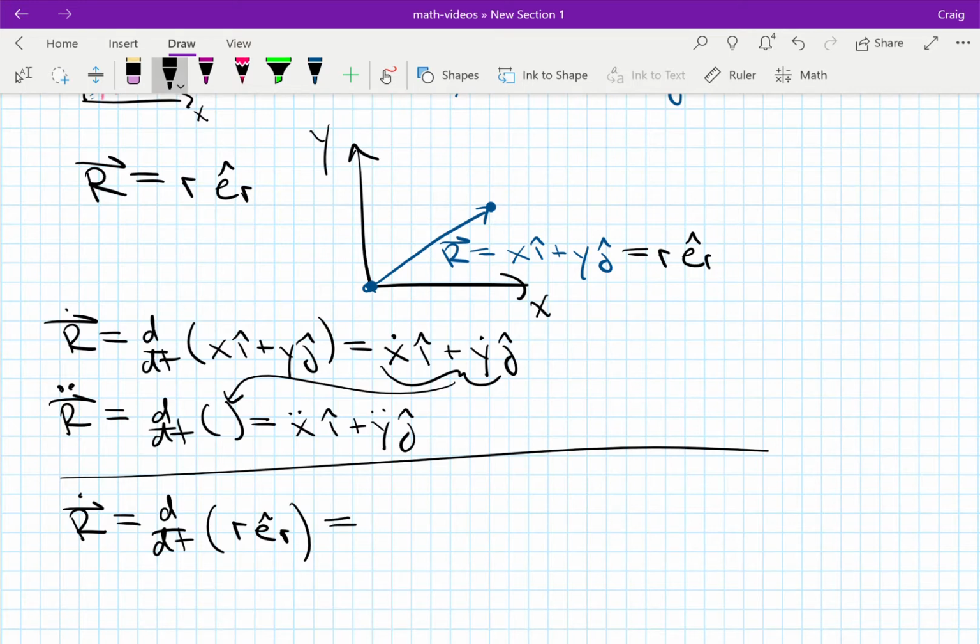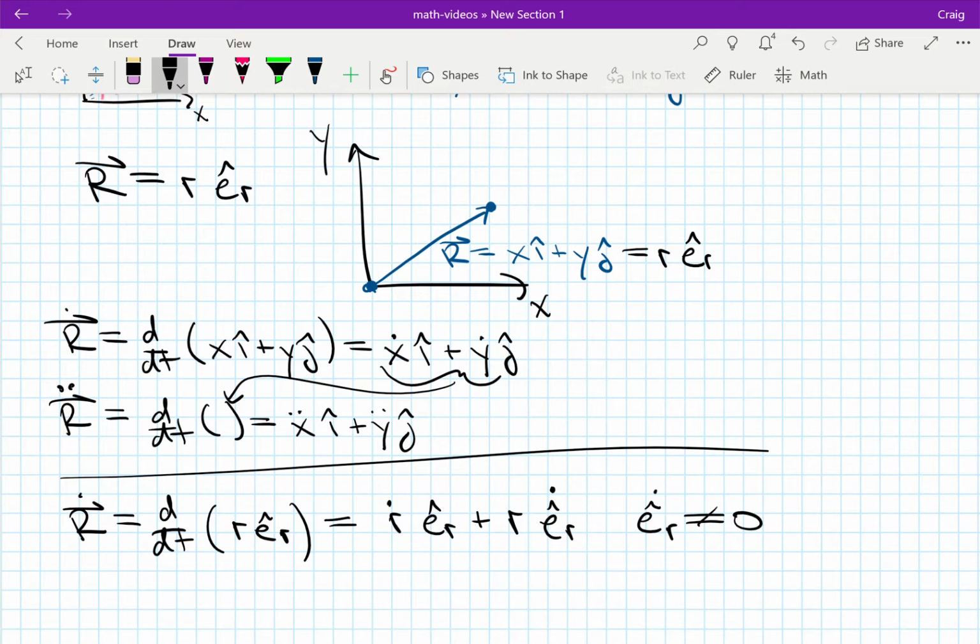And so now I can use the chain rule, because we just proved in the last video note from section 14.5 that if I have a product of two things and I'm taking a time derivative, I can use the product rule. So this is r dot er hat plus r er hat dot. So the point is that the radial unit vector, since we are moving in the plane, does change. So er hat dot is not equal, in general, to 0.